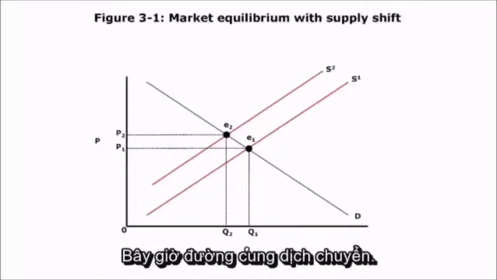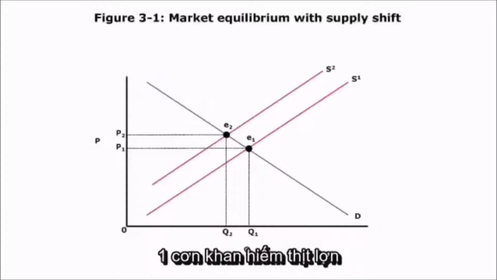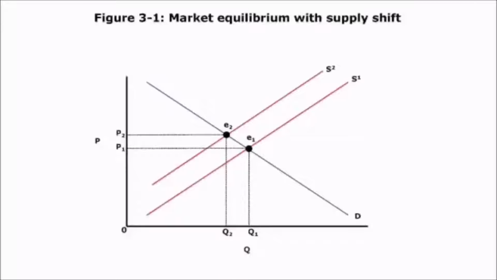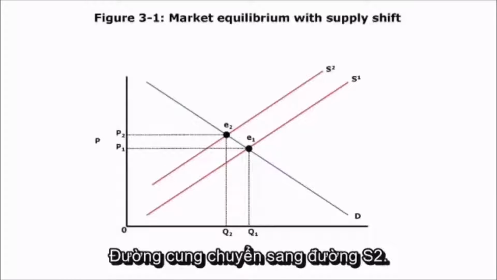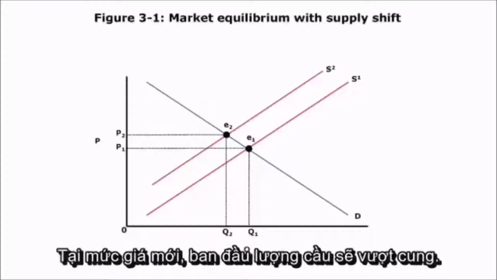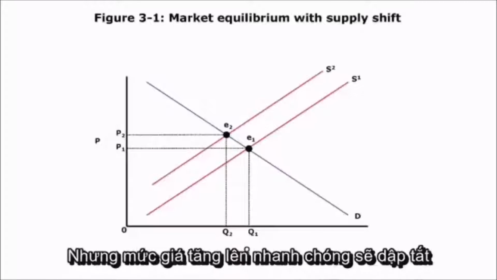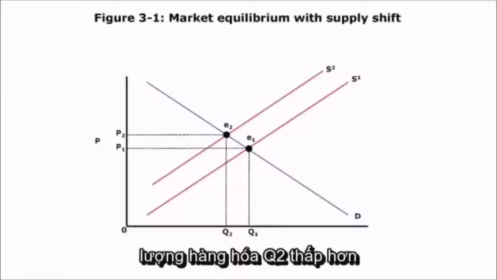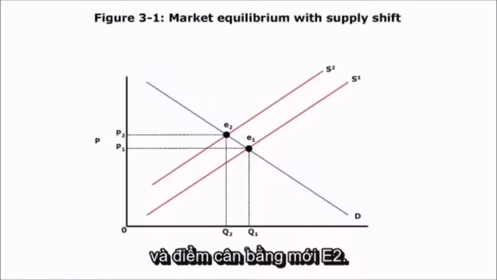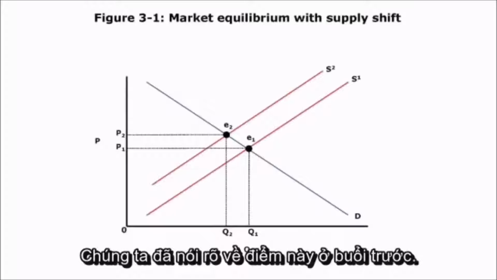Now we have some supply shift. Last time we talked about somehow a pork-specific drought. Okay? That leads the supply to shift inward. So supply curve rises to S2. At that new price, initially you would have excess demand. But quickly the price increases to shut off that excess demand. And you end up at a new equilibrium with a higher price, P2, and lower quantity Q2, a new equilibrium point E2. Okay? And we talked that through last time.